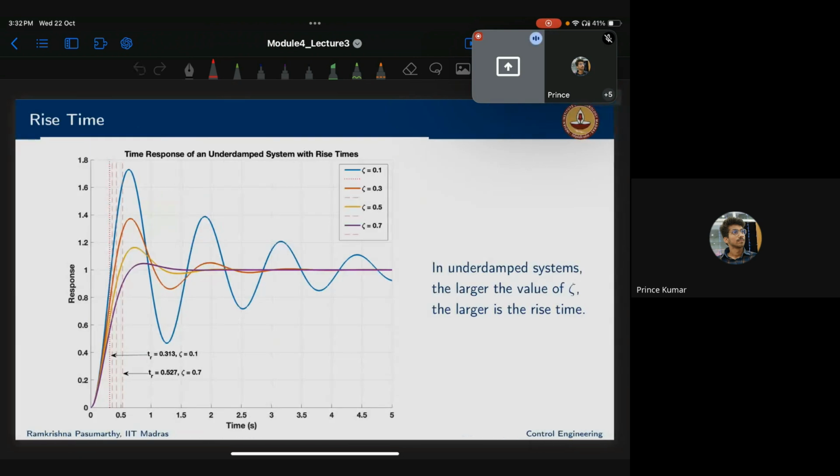Okay, next. So this is the rise time. You can see here the rise time for different values of zeta. For underdamped systems, the larger the value of zeta, the more the rise time, because if zeta is very high, the response takes longer. So the rise time also will be more.